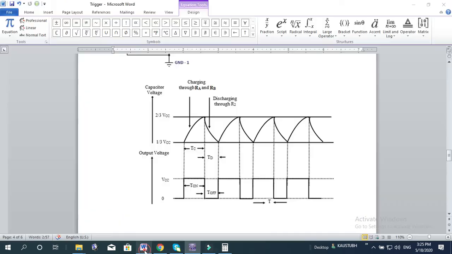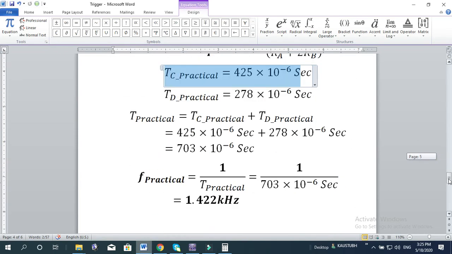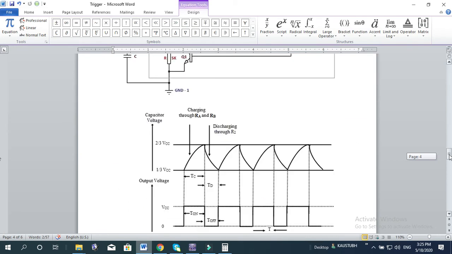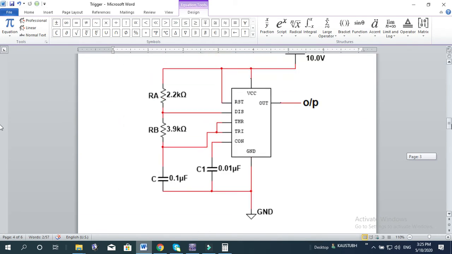So what you need to do is, here I have shown you one set of experiment, that is RA 2.2 kilo ohm, RB 3.9 kilo ohm, C 0.1 microfarad. So what you do is you change these values and make a set of around 5.